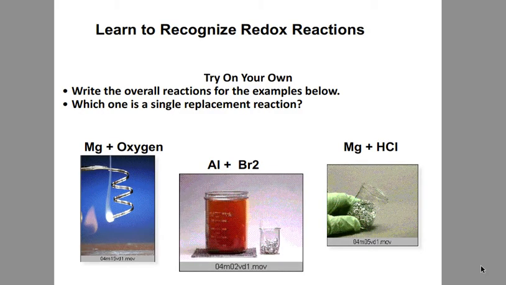So I'd like you to go through and try these on your own. I have 3 different examples of some reactions here. I would encourage you to write the reactions: do the molecular, the complete ionic, and the net ionic equation for each of these, and then determine which one of these is a single replacement reaction. This will be very good practice for you. You could also go through and determine oxidation numbers and redox type stuff. So you could determine who is reduced, who is oxidized, who's the reducing agent, who is the oxidizing agent.